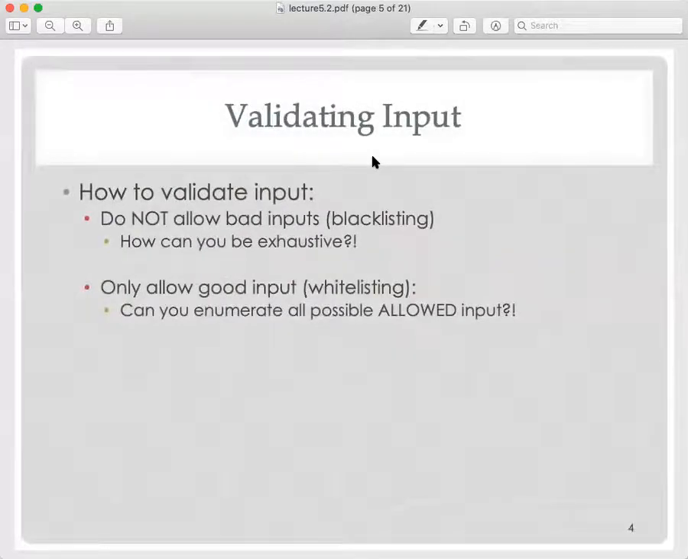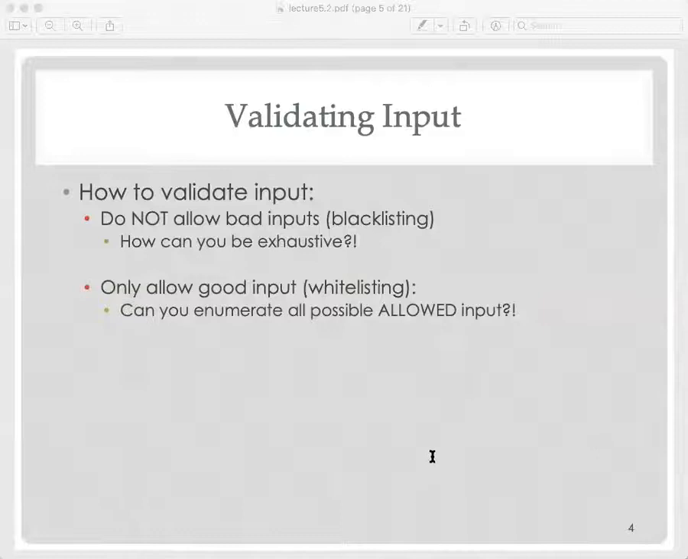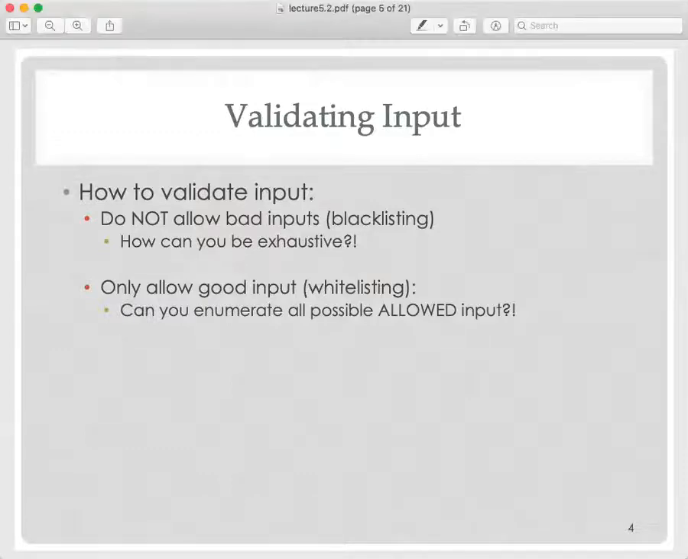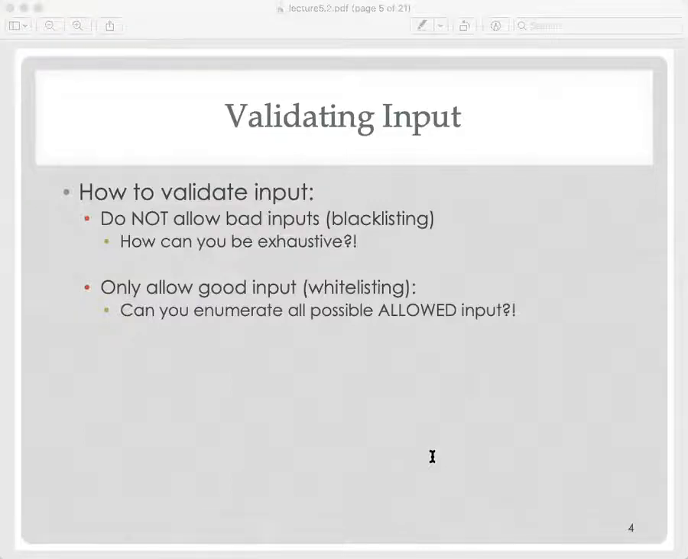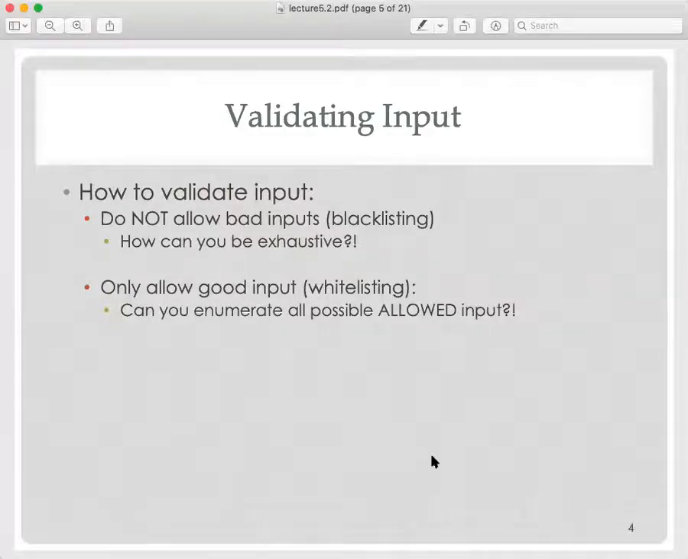So how do you evaluate inputs? There are two ways to evaluate inputs. The first way is you do blacklisting, which basically says, here are the things that are in a blacklist, things that are not allowed. All of those things are not allowed. This is not allowed, this is not allowed, and this is called a blacklist.